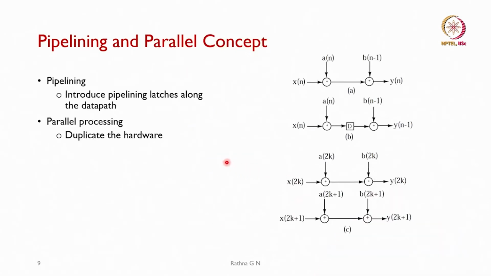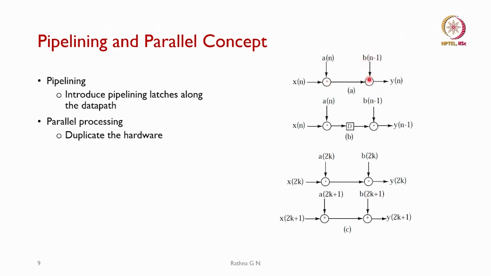Some of the concepts we will see are how pipelining and parallel processing are represented. In pipelining, we introduce pipelining latches along the data path. So, this is the original circuit, x of n is the input, a of n is the coefficient, and b of n minus 1 can be the other coefficient.